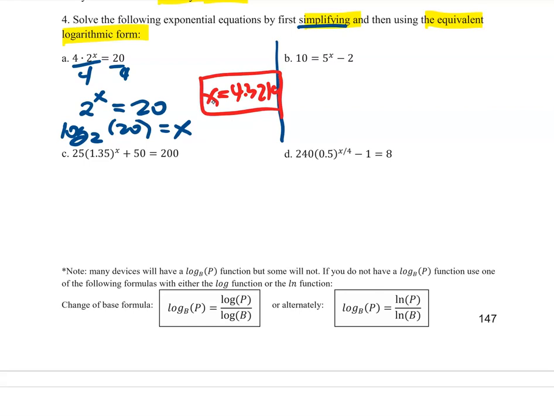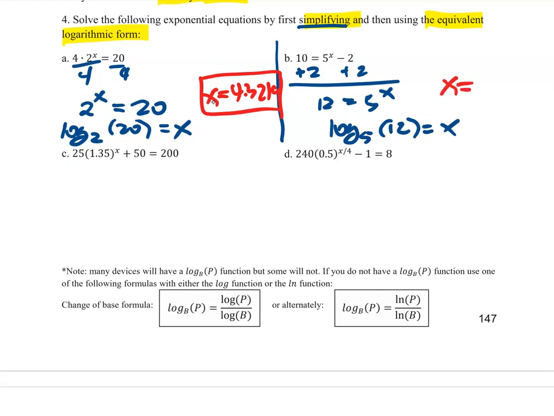Next, letter B. 10 is equal to 5 to the power of x minus 2. First simplify, so we add 2 to both sides. So that is 12 is equal to 5 to the power of x. Then rewrite this to log. The base is 5, so log base 5 of 12 is equal to x. And using technology, x is equal to 1.543.